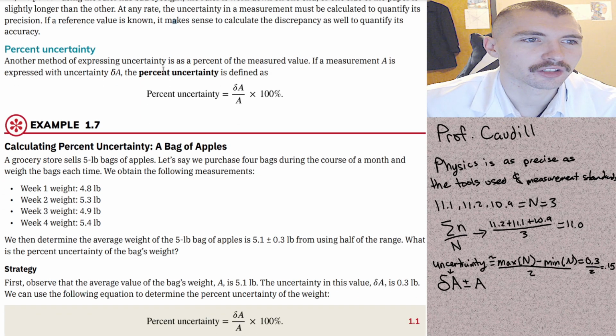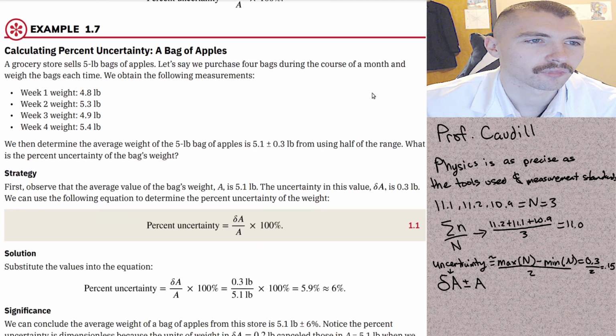Percent uncertainty is another method of expressing uncertainties, as a percent of the measured value. The measurement A is expressed with uncertainty delta A. The percent uncertainty is defined as delta A over A times 100%. All right.